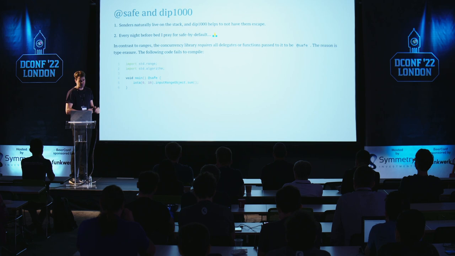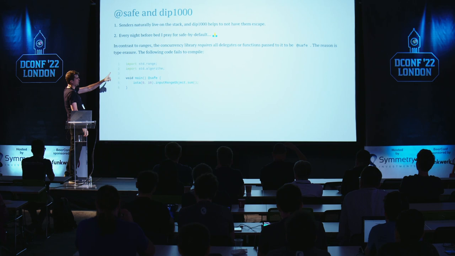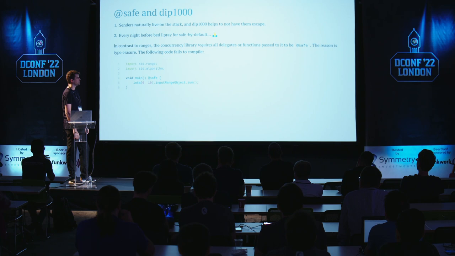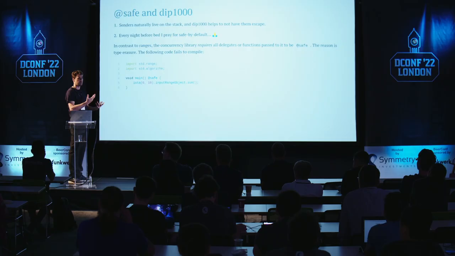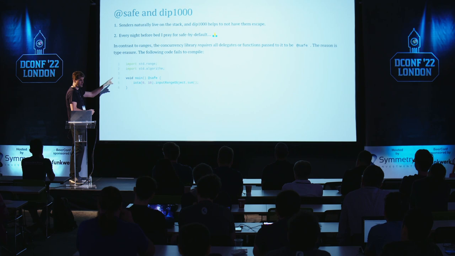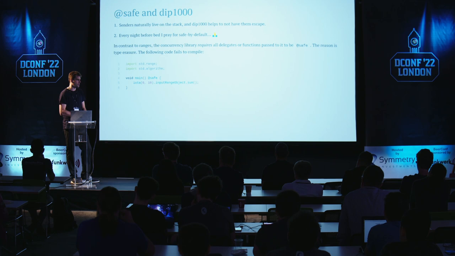But in contrast to ranges, the concurrency library requires all delegates or functions to be passed to be safe. I don't infer safety. And the reason is type erasure. The following code doesn't compile because the input range object has to be pessimistic. Because you might have created a range that has a system delegate, ergo, the range object has to assume that it's system as well. So this doesn't compile, it's going to give an error. I thought about it a bit and I decided, you know what, this stuff is hard as it is. You should probably write safe code anyway, so I'm going to make it mandatory. Any delegate or function you pass in has to be safe.